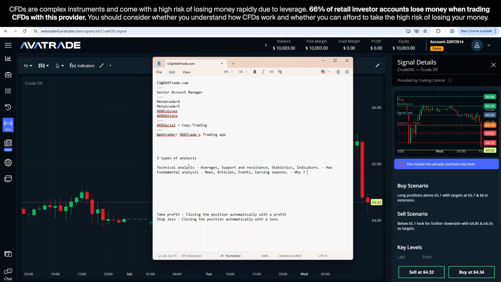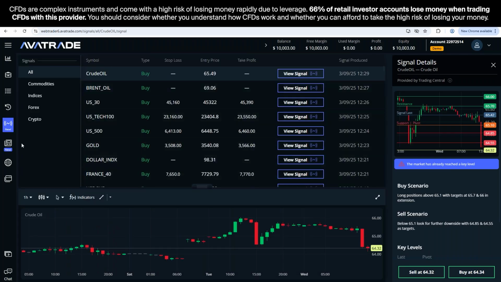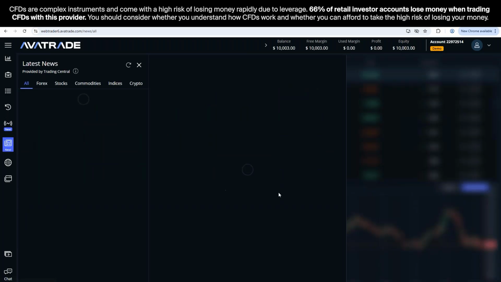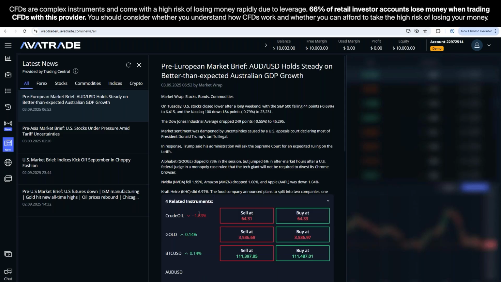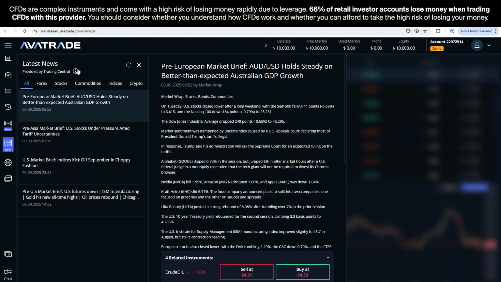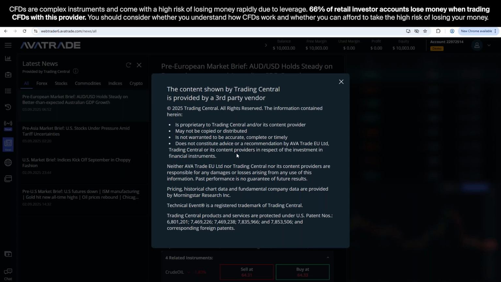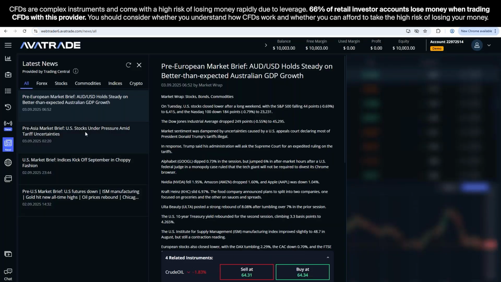Okay, so how do we get all of those things, the news and the articles? What we can do is just go a little lower to the news section. In here, if we look at the pre-European market brief, we can see a nice article. And right here at the bottom, we have 4 related instruments: crude oil, gold, Bitcoin, and the Aussie. There are different categories in here for you to enjoy. Very easy to access. There are different topics in here.